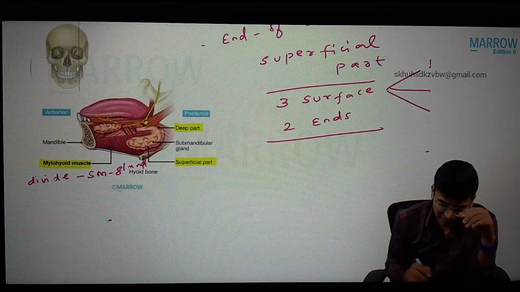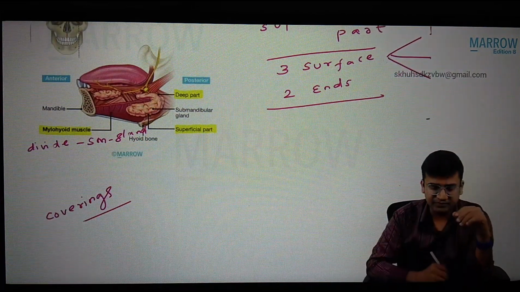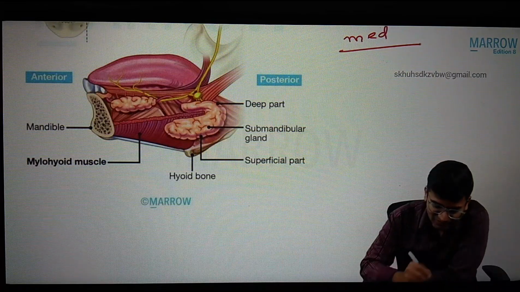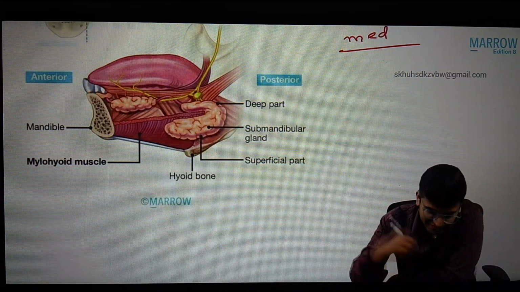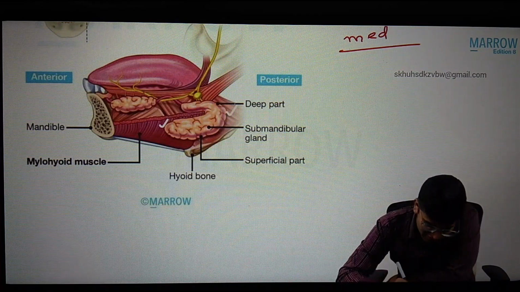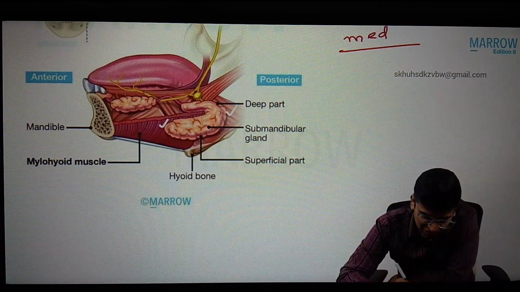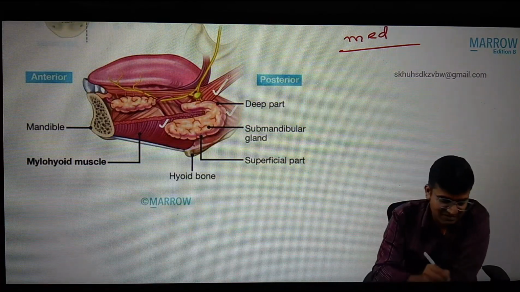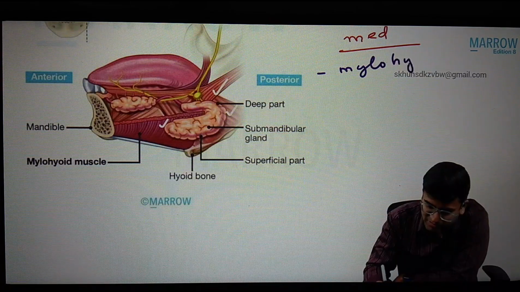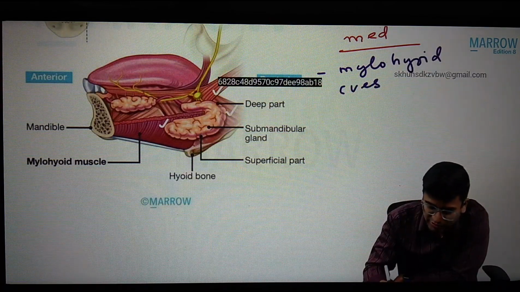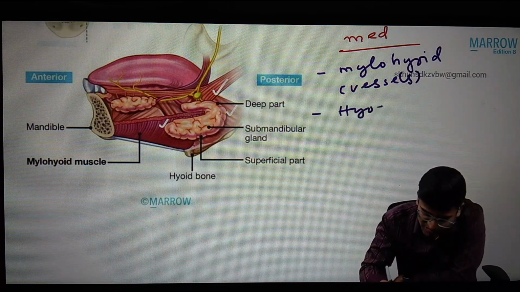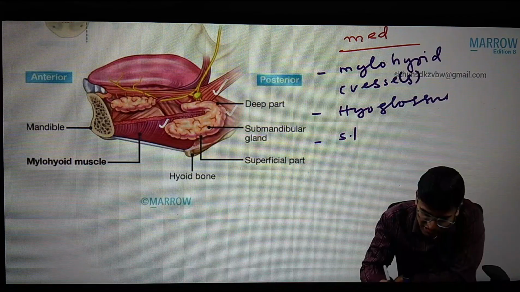See the diagram. In the diagram, we are seeing the medial surface. We're going to zoom this image. Now the medial surface is resting on, related to, the mylohyoid muscle, this muscle, the hyoglossus muscle, and the styloglossus muscle. So these three muscles. So the medial surface is related to the mylohyoid muscle and the mylohyoid vessels, the hyoglossus muscle and the styloglossus muscle.